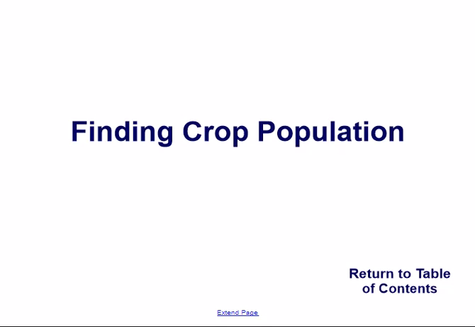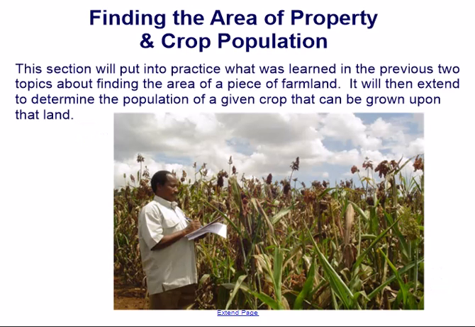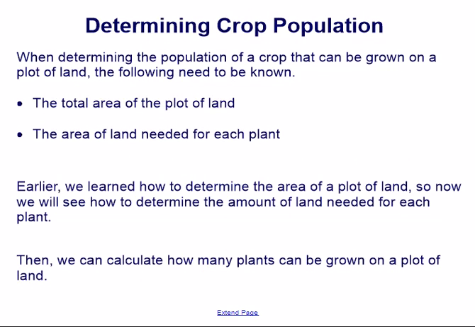Finding crop population. Finding the area of property in crop population. This section will put into practice what was learned in the previous two topics about finding the area of a piece of farmland. It will then extend to determine the population of a given crop that can be grown upon that land.